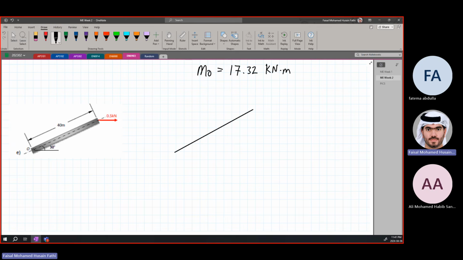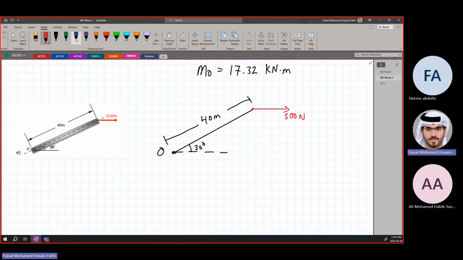You have it like this. And it's making 30 degrees over here. The force now is horizontal, which is 0.5 kilonewtons, which is simply 500 newtons. And then the distance from here to here is 40 meters. And this is point O, where we need to find the moment about. Same idea again.